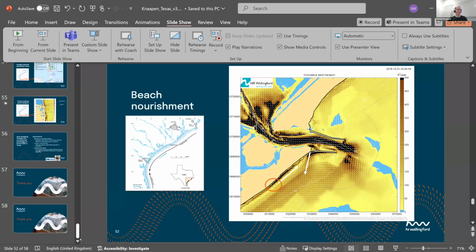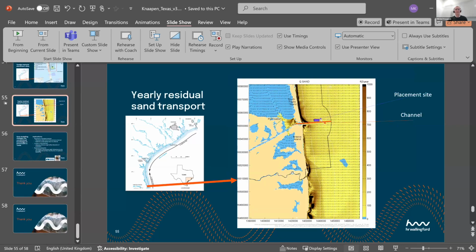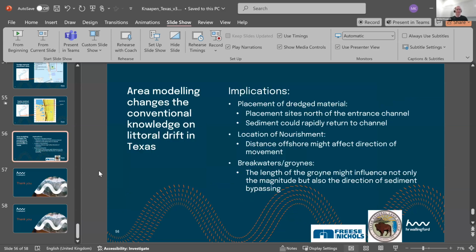And similarly, there's the problem that there's a placement site north of the Packery Channel that I talked about earlier. If you place sediment there, the ocean currents will push the sediment into the channel. So it's very wise not to use that placement site anymore. Right. Lots of implications, lots of conclusions. But I hope I've given you some flavor of this project and the complications that can occur in what initially looks like a fairly simple, easy to understand beach system.